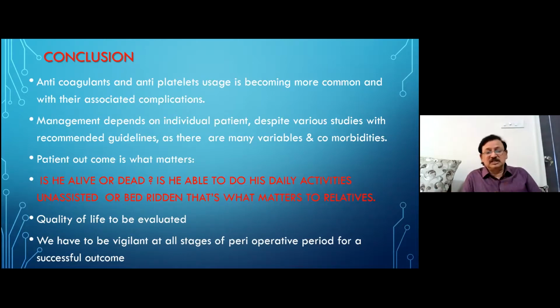We have to be vigilant at all stages in the perioperative period for a successful outcome. Outcome depends on everything from the time the patient comes to casualty till he is discharged. To prevent a thrombotic event, you have to stop the anticoagulation and restart it. Unless you are vigilant at all stages, and it's a team effort, it's not a single man show. You have to involve your cardiologist, your intensivist, and also your anesthetist for a successful outcome of these patients.